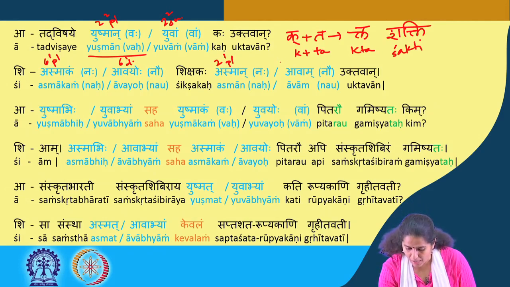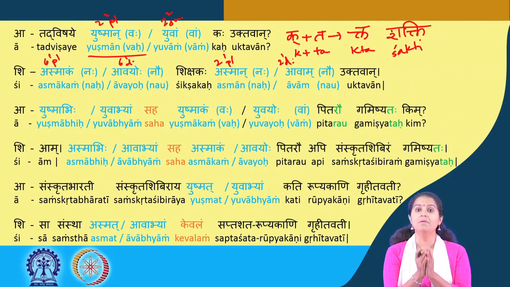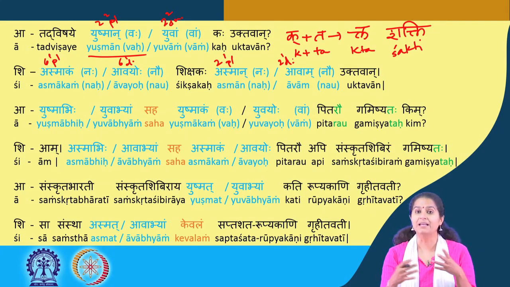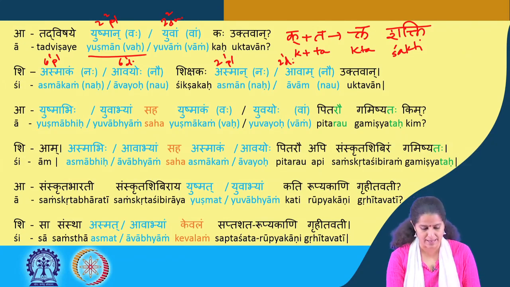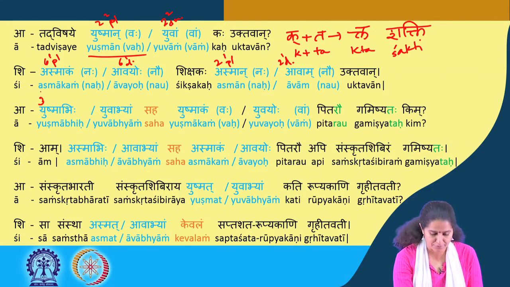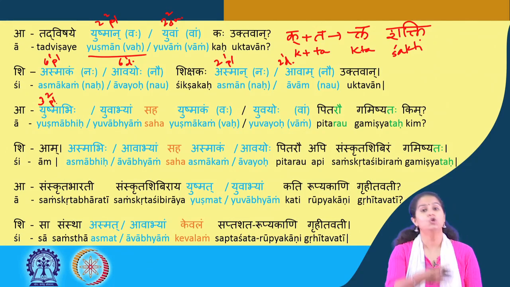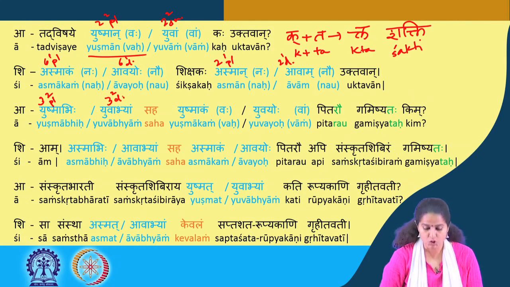So here we have avam is the second case for the first person in the dual. Now you just need to be very careful because the same word is being used and yet the grammatical implications are different. So you have to be careful and attentive in your mind. Or now uktavan, so those are synonymous there. Now yushma bhihi or yuvabhyam saha. The moment you have saha, you know that it is the third case for the second person plural. Yushma bhihi saha or yuvabhyam saha. So yuvabhyam is the third case for the second person dual.